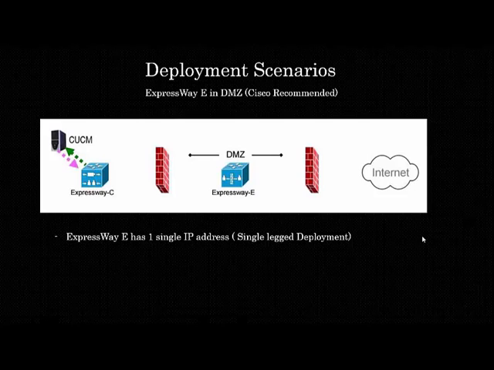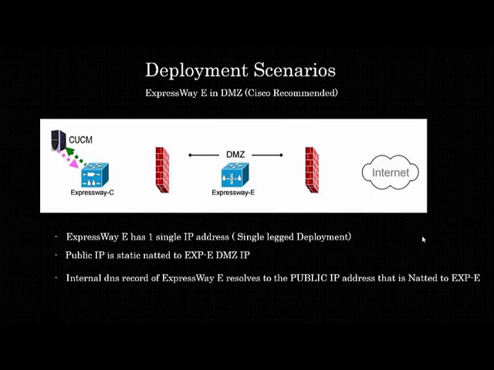The public IP address of the server is statically NATed to the DMZ IP address of Expressway E, and the communication actually in here happens on the public IP level. So Expressway C will not talk directly to the DMZ IP address of Expressway E, whereas it will talk to the public IP address of Expressway E. This is because Expressway E has one single IP address, so it will communicate with this IP to the internet and also to the voice VLAN.